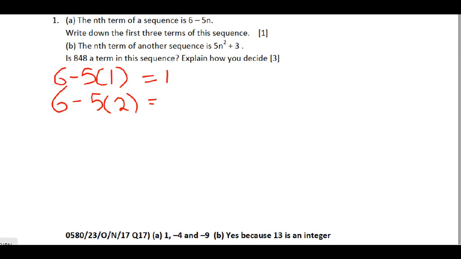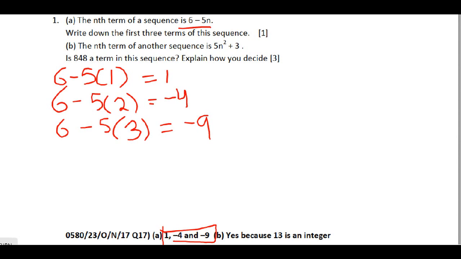For the second term you do 6 times 2 minus 5, the answer is 7. For the third term you replace n with 3, so the answer is 13. This is how you find the first 3 terms of any given sequence. You just substitute 1, 2 and 3 instead of n.